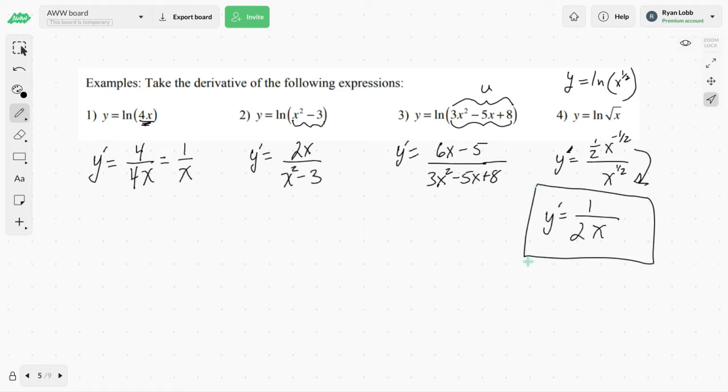So that's all there is to taking those derivatives. Pretty darn simple. The ln part, not a lot to worry about with that. There's nothing to do with that. It's really a matter of being able to take derivatives of polynomial functions, maybe some trig functions, radical functions. That's all you've got.